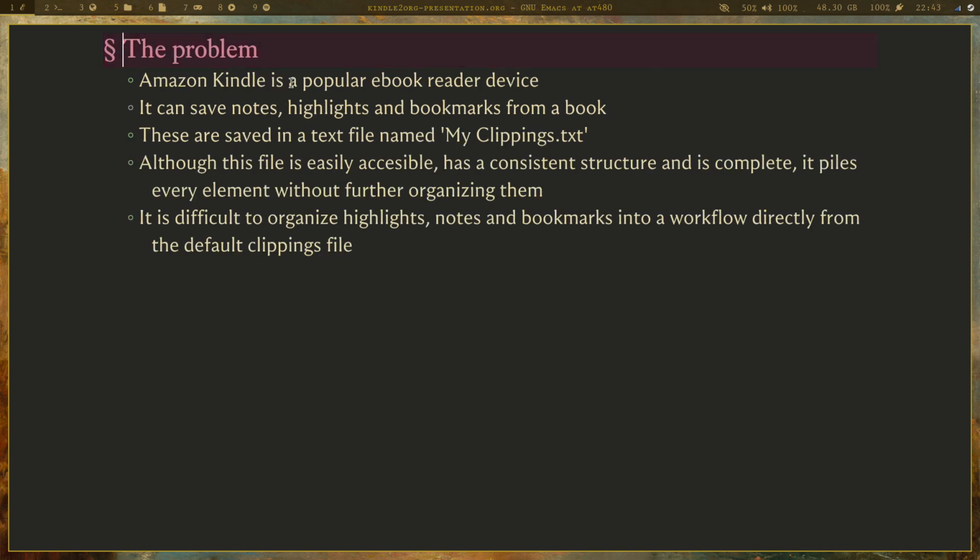So if you know the Amazon Kindle, you probably know that it stores all the highlights, notes and bookmarks you made in a file named myclippings.txt. This file is easily accessible and has a consistent structure, but it piles every element without further organization. This makes it difficult to organize the highlights, the notes and the bookmarks, to identify from which book each one belongs, and to integrate them into a more efficient workflow.